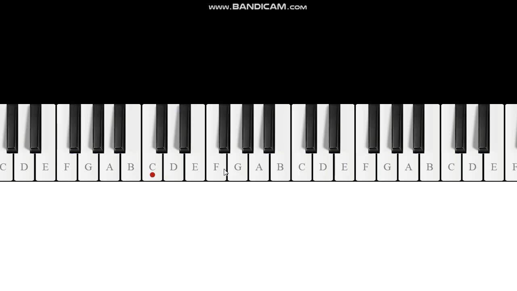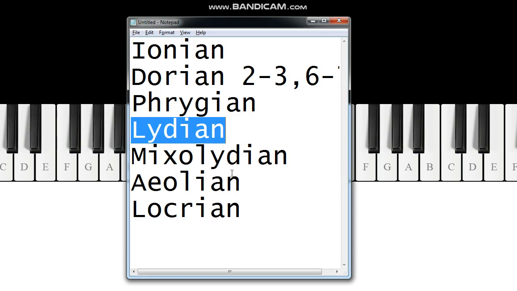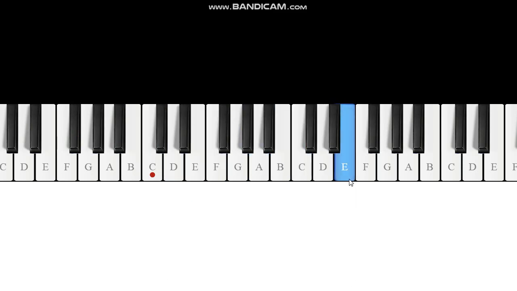Lydian, where are the half steps? Go F to F. Yeah, F to F. Between 4 and 5 and 7 and 8.